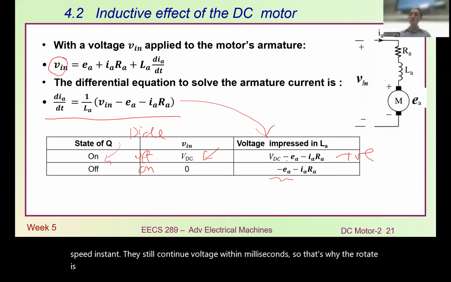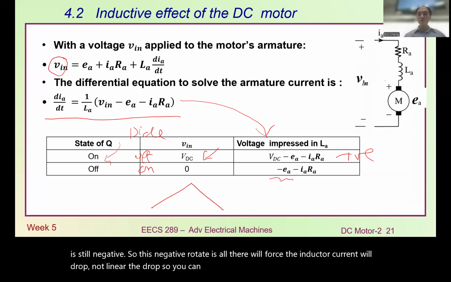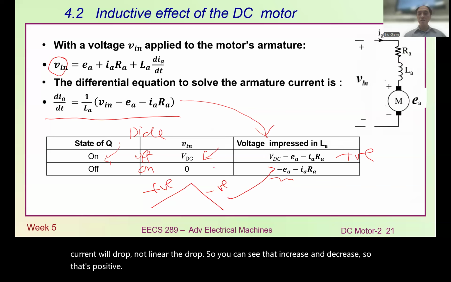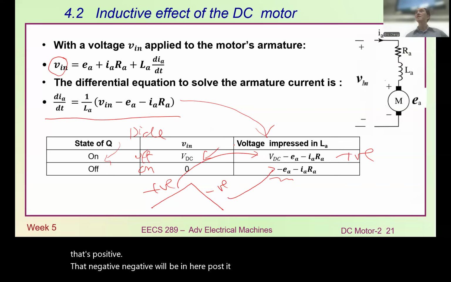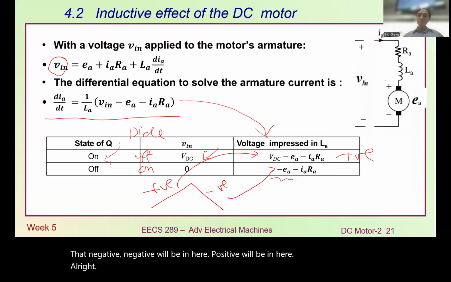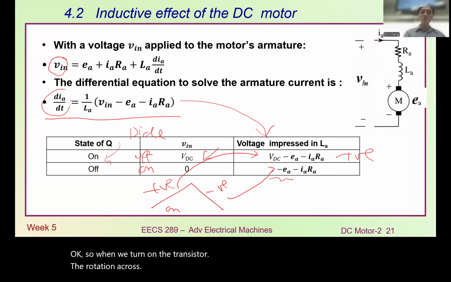So this negative voltage will force the inductor current to drop, not linearly, but drop. So you can see the increase and decrease. So that's positive, that's negative. Negative will be in here. Positive will be in here. All right? Can you get that? Okay. So when we turn on the transistor, the voltage across this term will be positive.